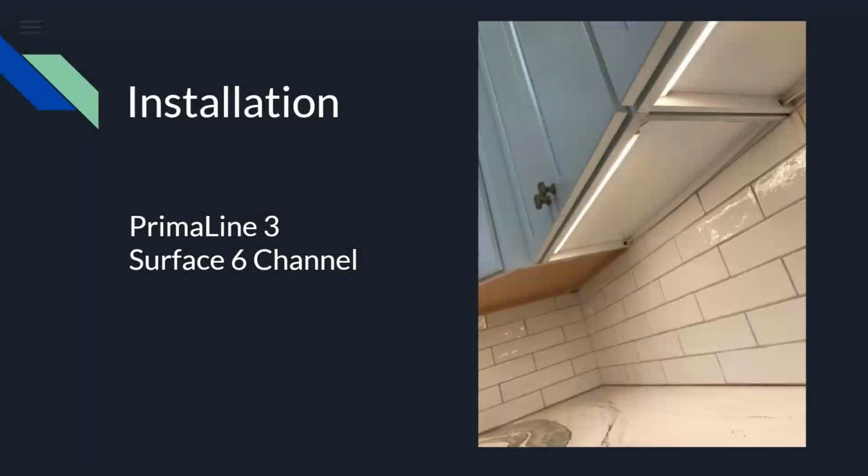So here's just, it's not that exact kitchen, but it's pretty similar. So we use this photo. This is some PrimaLine 3 in a Surface 6 channel located under a kitchen cabinet.